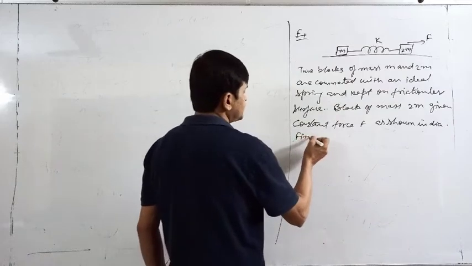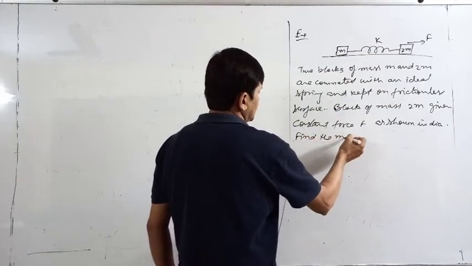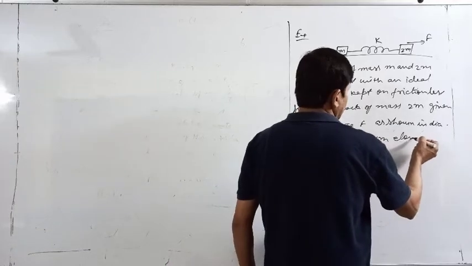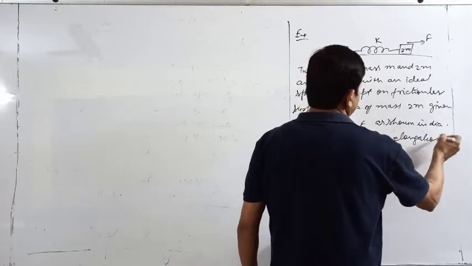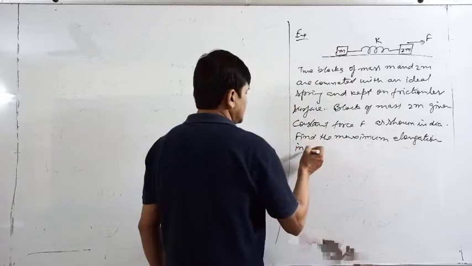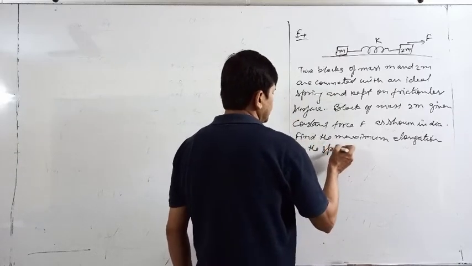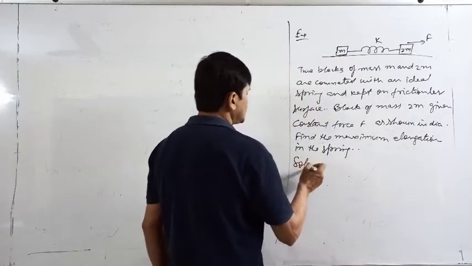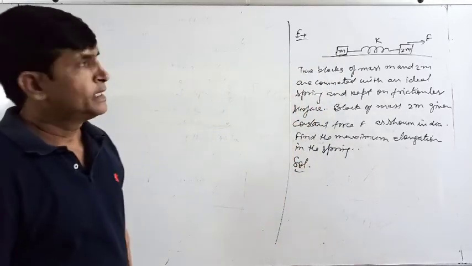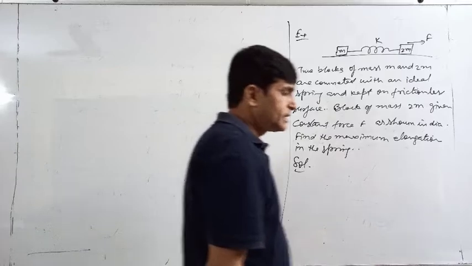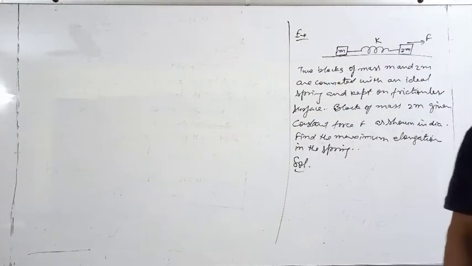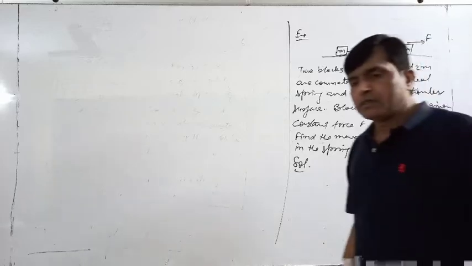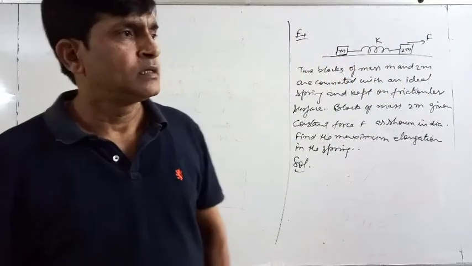Find the maximum elongation in the spring. Okay, how to solve this? Here, in place of velocity, force is given. So the center of mass will have acceleration.